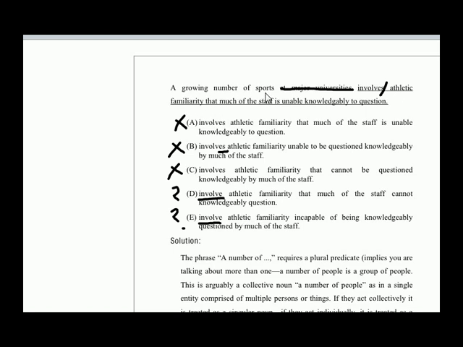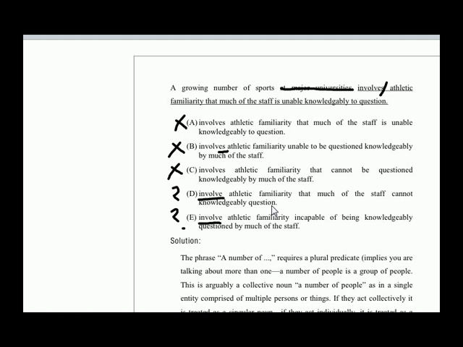A growing number of sports involve athletic familiarity incapable of being knowledgeably questioned by much of the staff. Yeah, sounds correct. Let's look at D. A growing number of sports involve athletic familiarity that much of the staff cannot knowledgeably question. Now, if you haven't had much practice with these kinds of questions, it might be difficult to choose between D and E, because there's nothing grammatically wrong with either, and both are correct, so to speak.